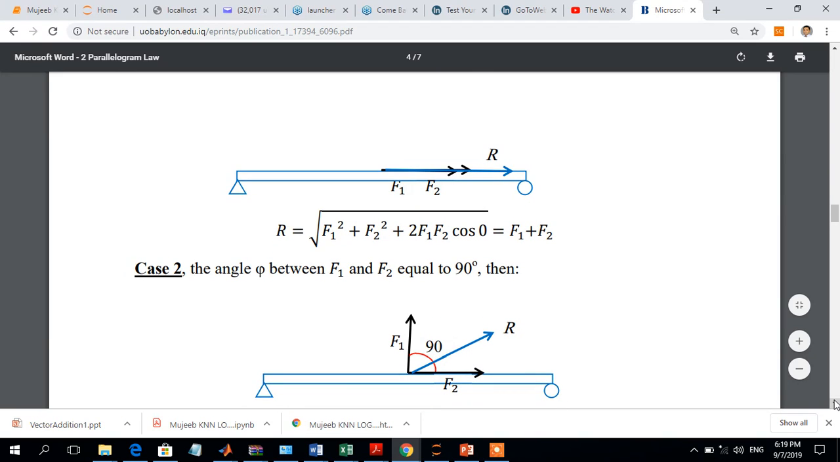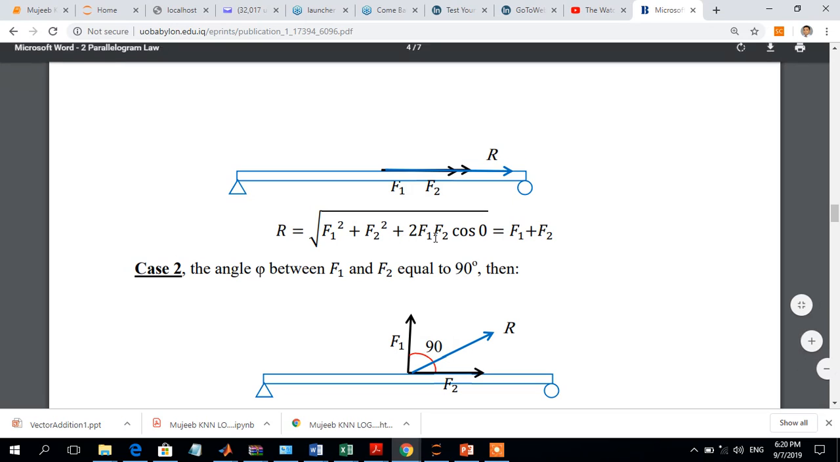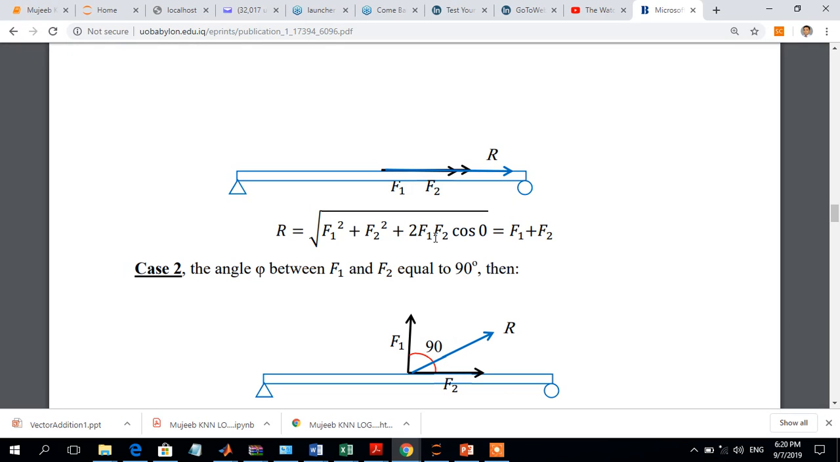Then they are in the same plane, or you can say this is coplanar and having the same direction. So in this case we can see that f1 and f2 have the same direction, or there is no angle between them. As a result, because cos 0 will give you a value of 1, you can find that this is going to be f1 square plus f2 square plus 2f1f2. So this is nothing but f1 plus f2 the whole square.